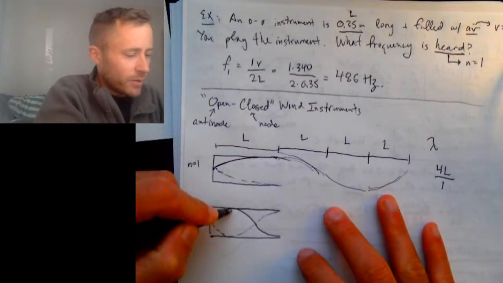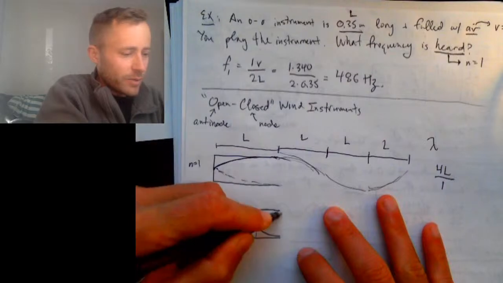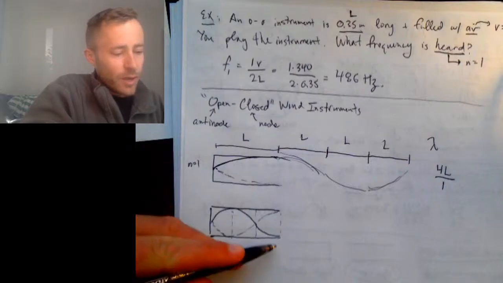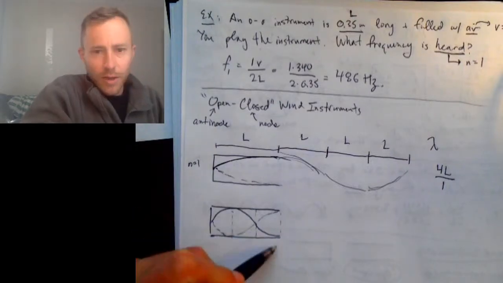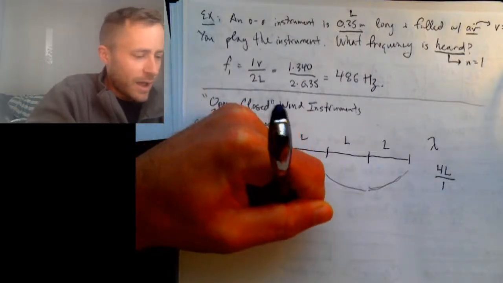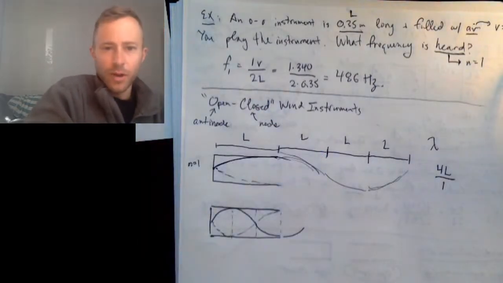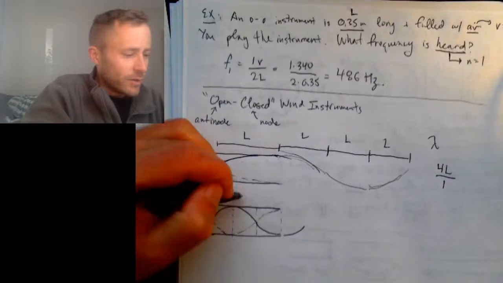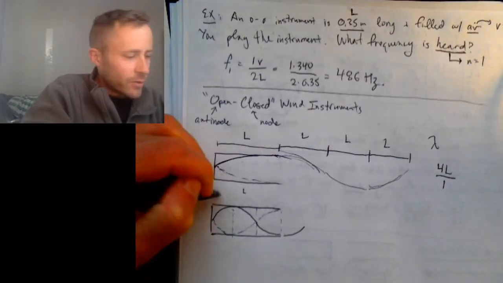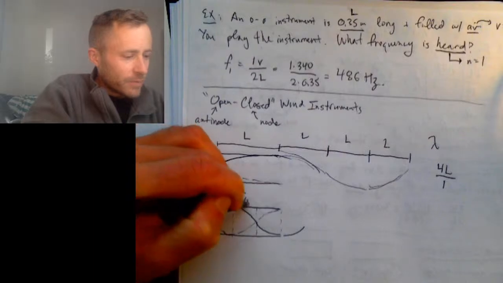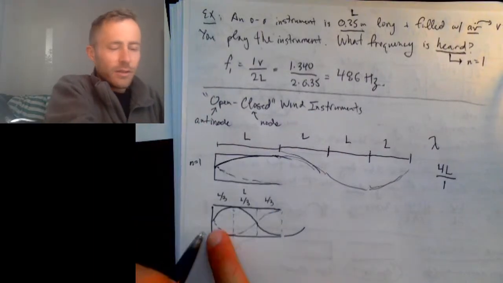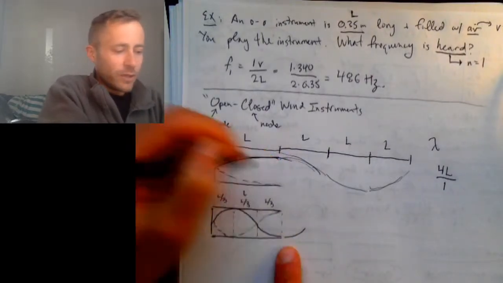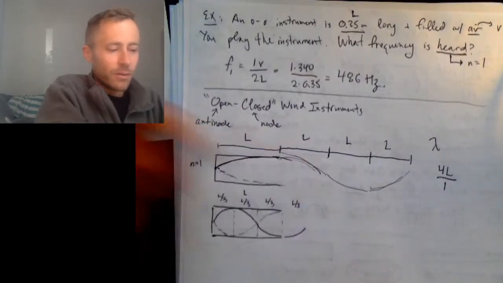So this is dividing the instrument up into 3 segments in my mind. Now if I wanted to complete the wave, I have a full crest, but I only have half a trough, so I would have to add the other half of the trough to make a full wave. If this is L, then this is L over 3, this is L over 3, and this is L over 3, because the wave naturally divided the instrument up into 3 parts. And then to finish the wave, we have an additional L over 3 to go.